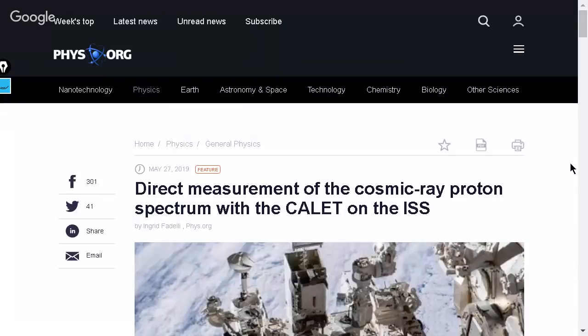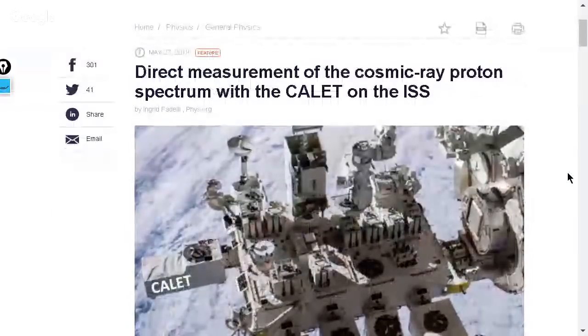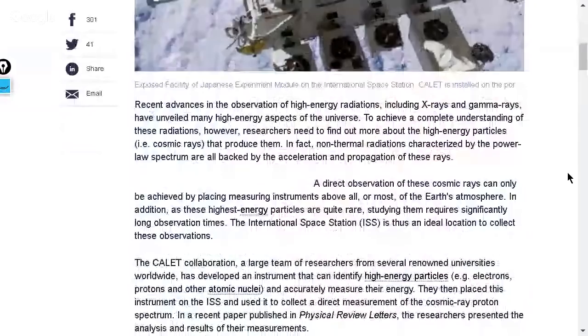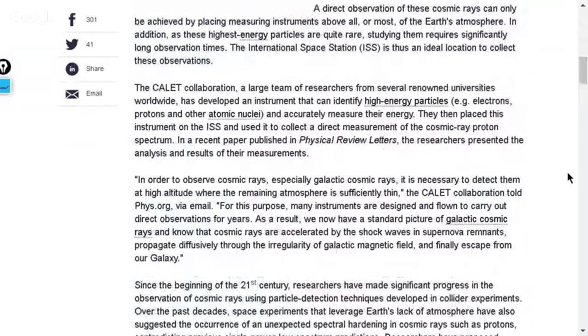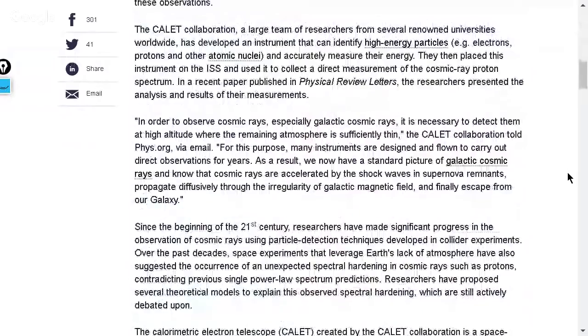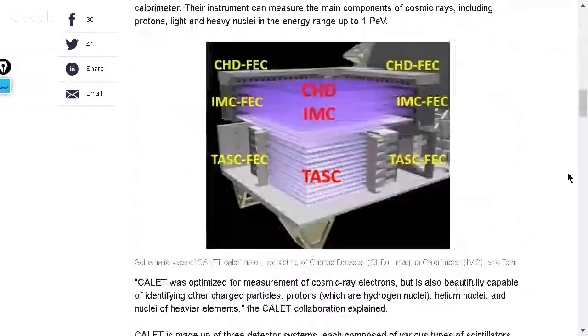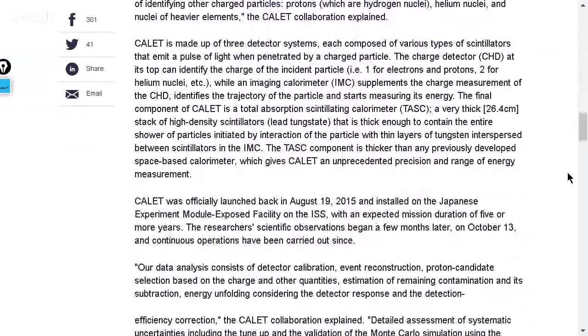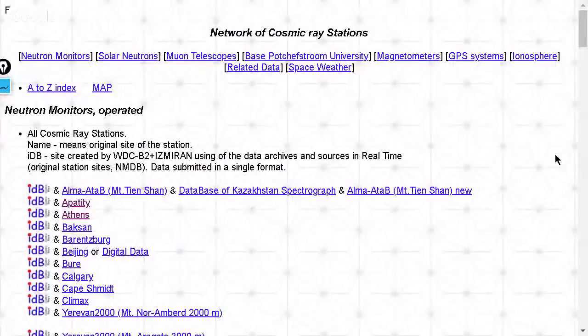Check out this article, Direct Measurement of the Cosmic Ray Proton Spectrum with the Calais on the ISS. Yeah, they're doing some measurements of the ultra-high energy cosmic ray stuff. Here's a diagram of their calorimeter, and there are links in the description already for further reading about Calais' cosmic ray measurements. We're going to skip earthly cosmic ray stations.